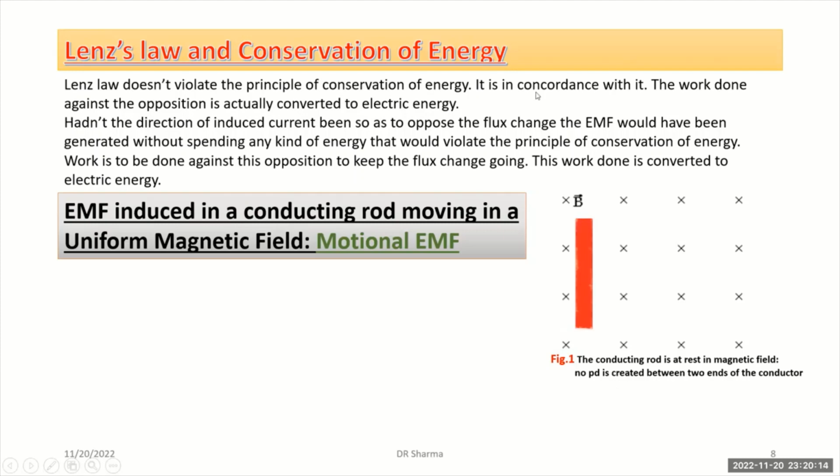In this figure, there is a conducting rod which is initially in a region of magnetic field and is at rest. That is, not moving. And so there is no potential difference created between the ends of the conductor, because the free electrons in it do not experience any force in this case. What would happen if that conductor is moved in any direction in that field? Let us check.